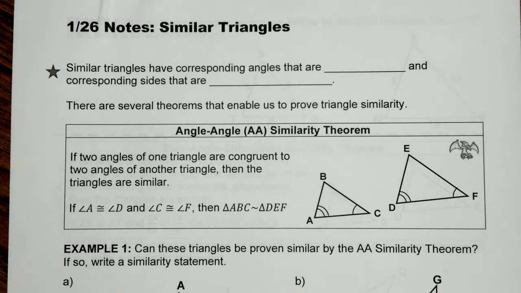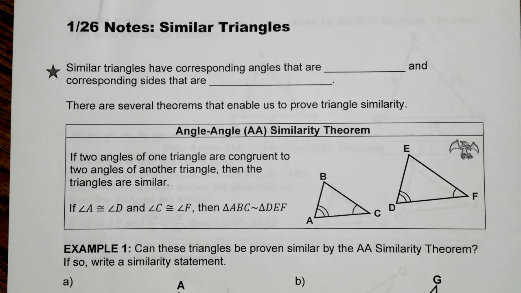Alright guys, here are our notes for similar triangles. We talked about similar figures. Now we're going to talk about how to prove if two triangles are similar. We've talked about how to prove if two triangles are congruent, same shape, same size. Now we're going to talk about similar, where they have the same shape but not the same size.